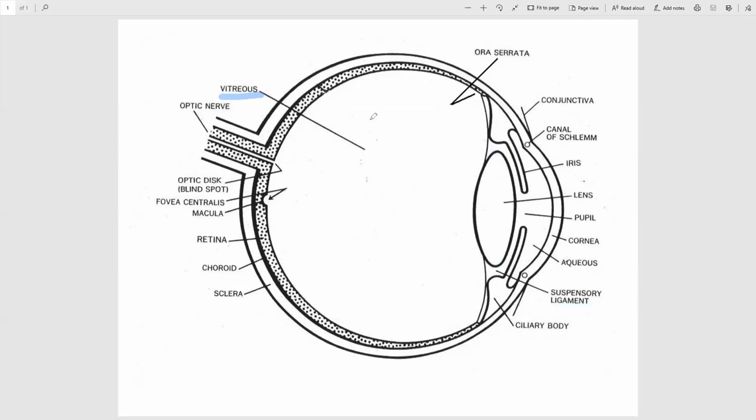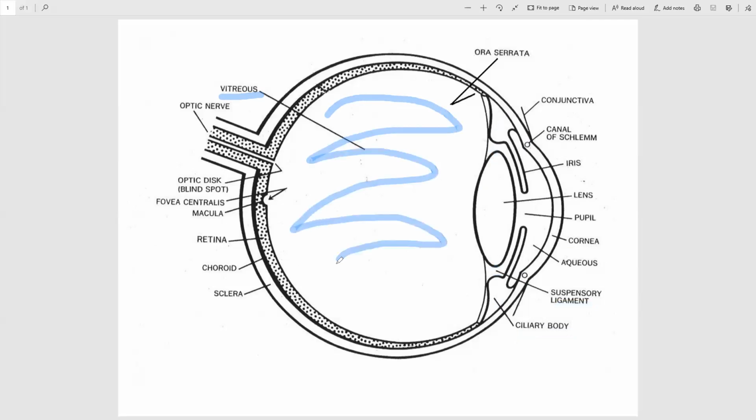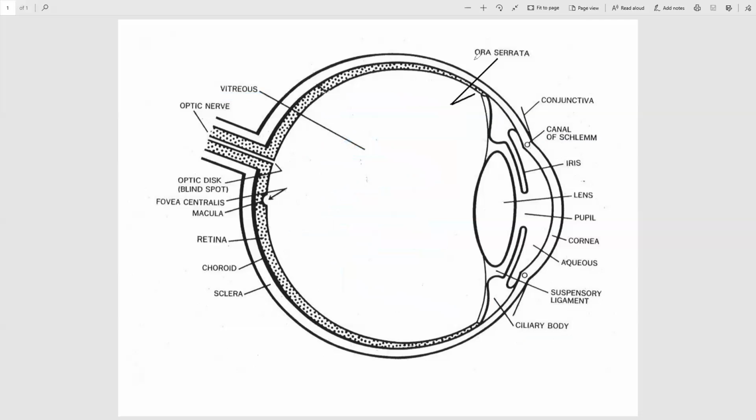And then we have the vitreous humor. The vitreous humor is all of this part here, inside here. It is the clear jelly-like substance that fills the posterior segment of the eye behind the lens. The optic nerve is here, runs in here. The optic nerve is the bundle of fibers that carry vision-related impulses from the retina to the brain.